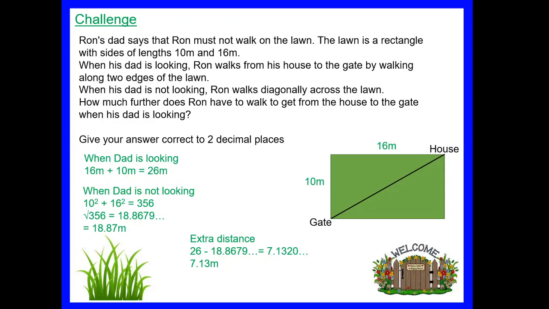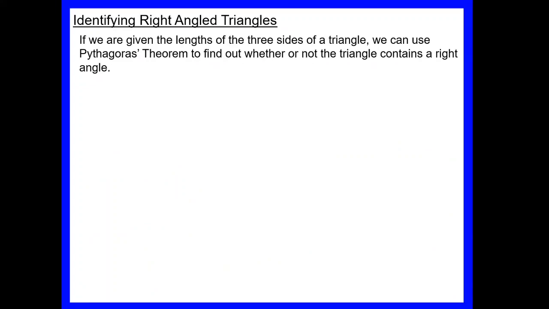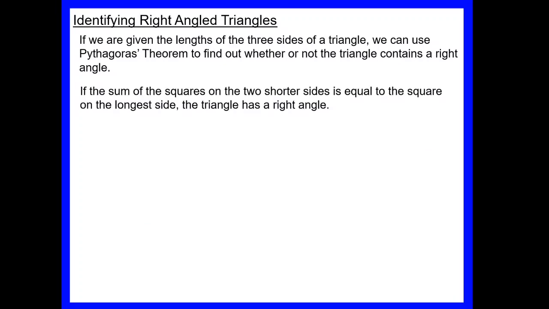Okay, so now we've used Pythagoras then to help us find the length of the hypotenuse in a right-angled triangle. We're going to have a look at identifying some right-angled triangles using Pythagoras' theorem. So we're going to decide if a triangle is right-angled or not. So remember, if the sum of the squares on the 2 shorter sides is equal to the square on the longer side, the triangle has a right angle.